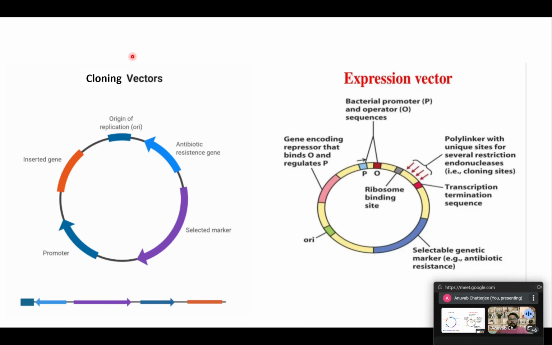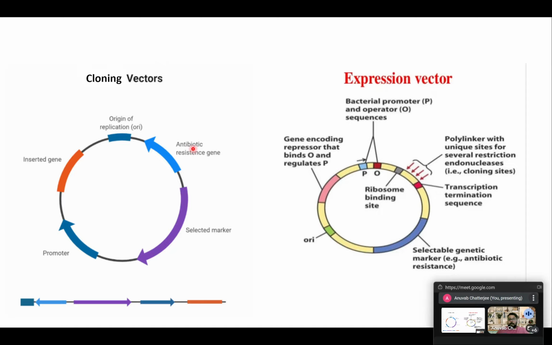First are the cloning vectors. These we have discussed in depth. All of these have something known as the ORI site, which is the origin of replication, which allows the plasmids to replicate autonomously. So they will keep on replicating. It doesn't matter if the cell is dividing or not, these can keep on replicating.